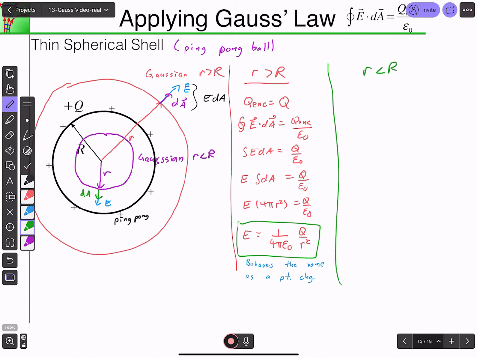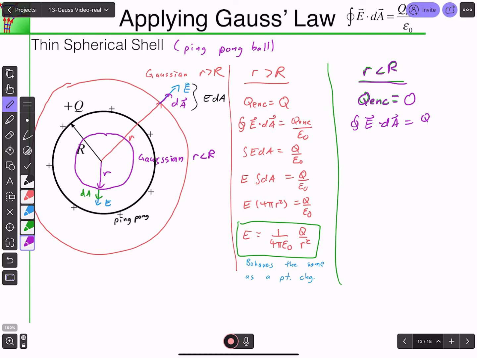So inside the sphere, the big difference here is, what's the enclosed charge? How much is inside this surface? Well, none of it. All the charge is out here, outside that purple Gaussian surface. I'm really upset that I didn't do this in purple. Q enclosed is going to be 0 because there's no charge inside there. So that is going to make our derivation much easier.